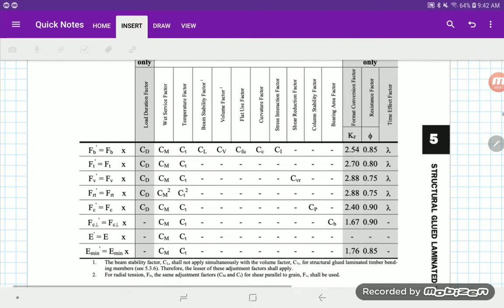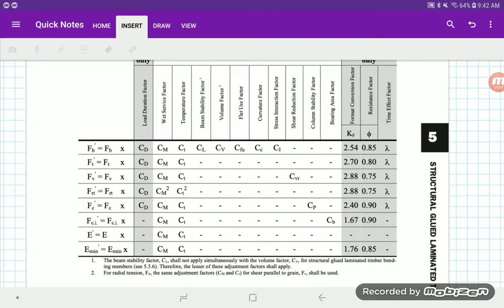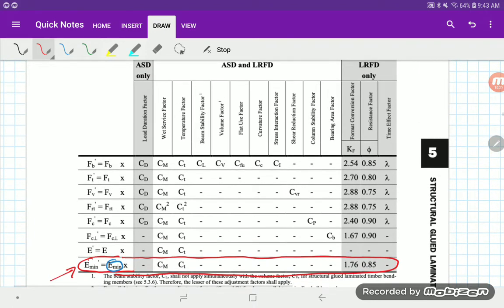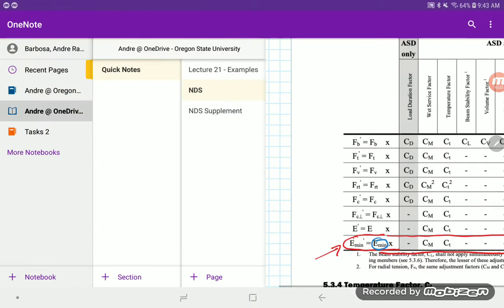That's this table here. It also shows what factors to use when we are looking at the reference value for E min. The reference value is the one that we just looked up in our table, and for E min we need to multiply it by C sub m and C sub t for temperature. And because this is the only example we've really looked at for LRFD, there are two other factors, K sub f and phi, that we need to multiply to come up with our adjusted E min.